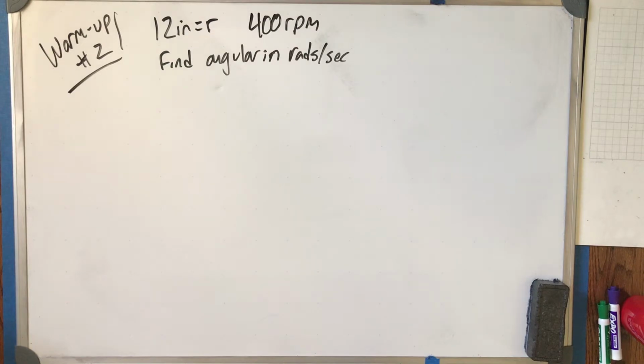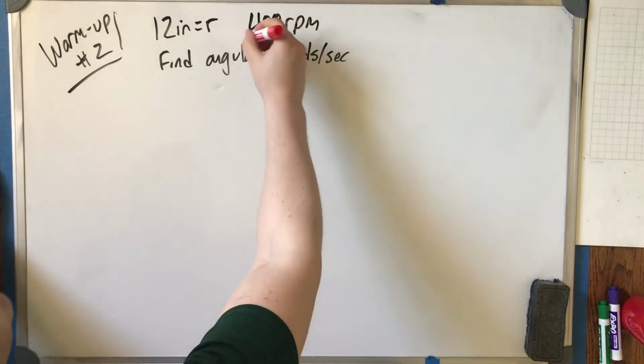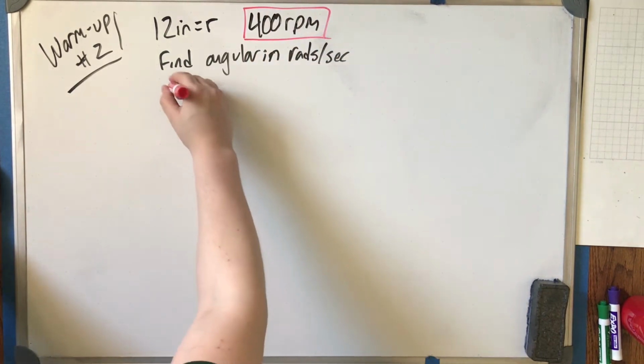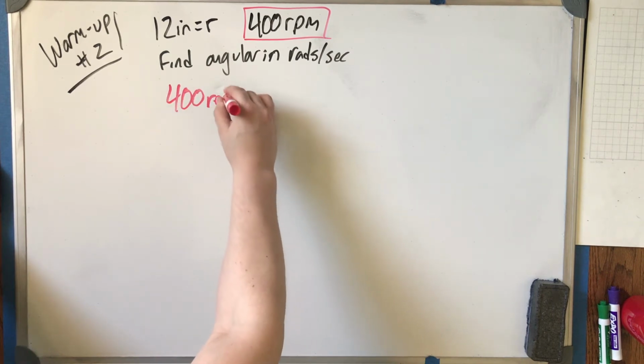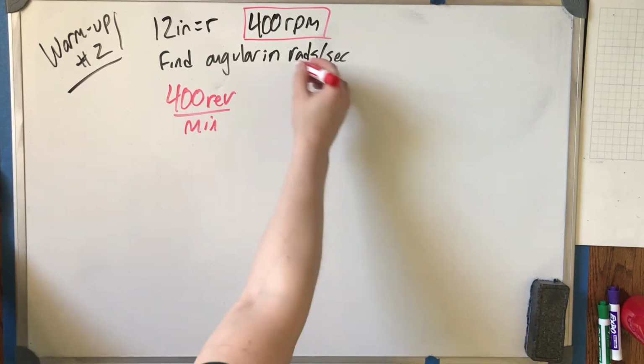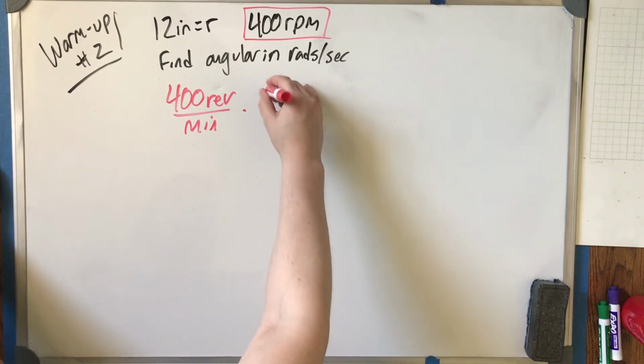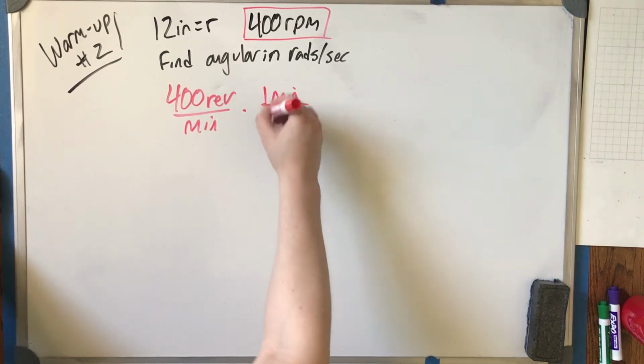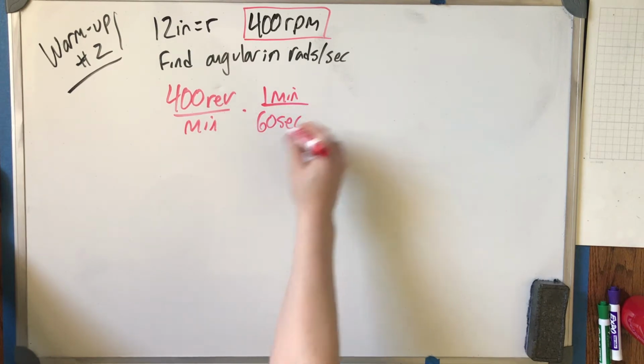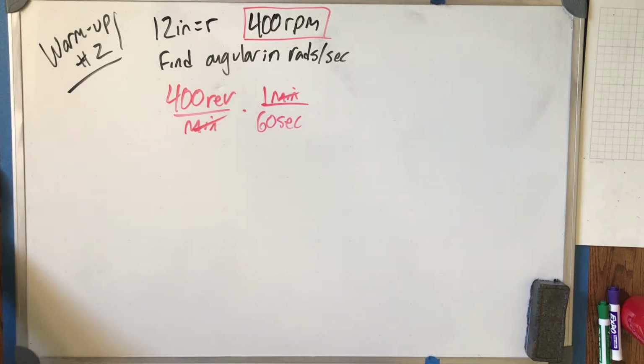For warm-up number 2, we're being asked to find the angular velocity of something, and this is going to make an appearance in this chapter again, so we want to make sure that we're familiar with it. So as always, we're going to start with this given information here. So we have 400 revs per minute, and I want to try to end up with radians per second. So first thing we could do is try to get rid of minutes. So I'm going to do a nice unit conversion, 1 minute every 60 seconds. So that's going to get rid of the units of minutes.